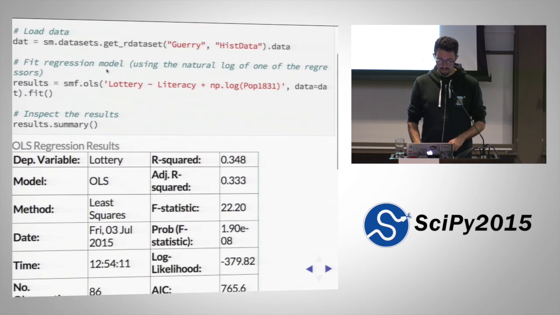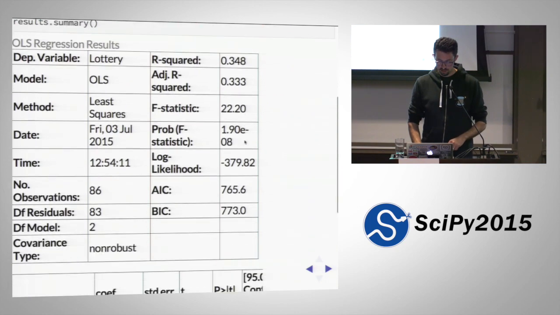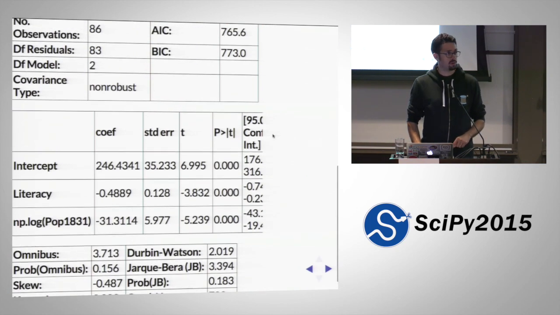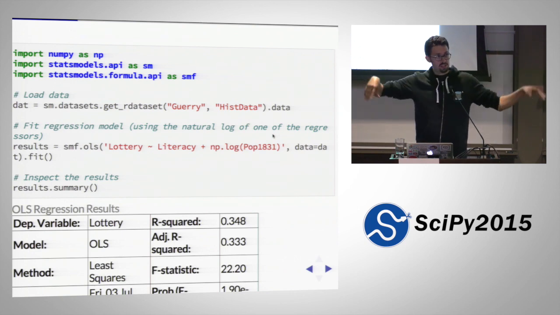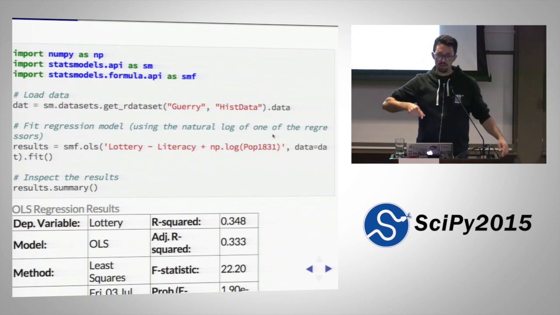But it's still the ordinary least squares, and then you get this familiar table. So Patsy is nice for allowing you to just throw all your data into one big data frame, and then write a formula that's easy to read and understand your model.